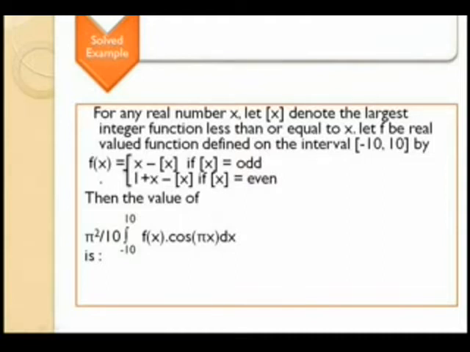Find the value of pi square by 10 into the integral of f(x) into cos of pi x from -10 to 10. So in this problem we have been given that f is a real valued function defined on the interval -10 to 10. Now f(x) is equal to x minus [x] if [x] is odd, and 1 plus x minus [x] if [x] is even. So from this we have to find the value of pi square by 10 into the integral of f(x) into cos of pi x from -10 to 10.